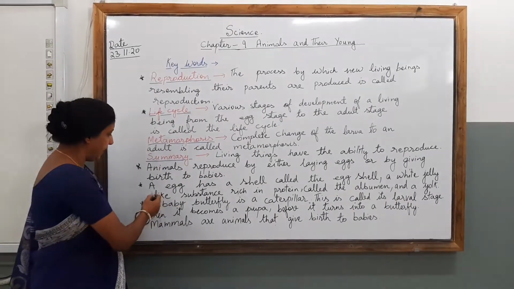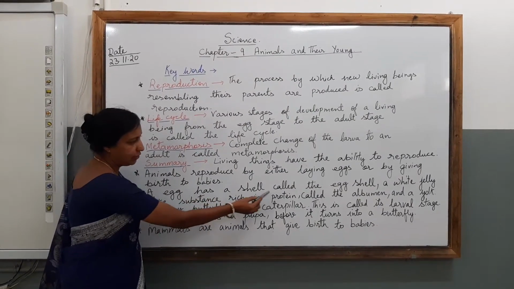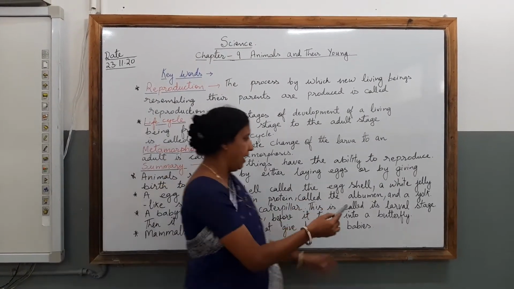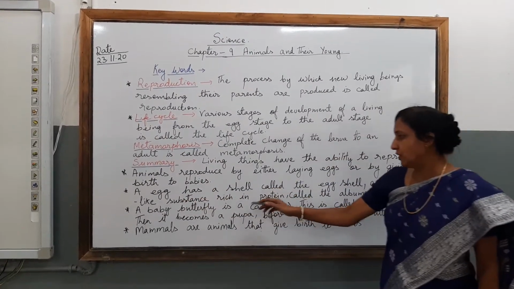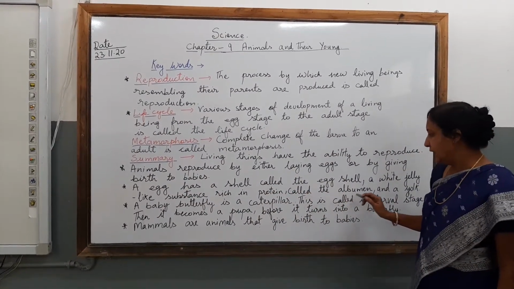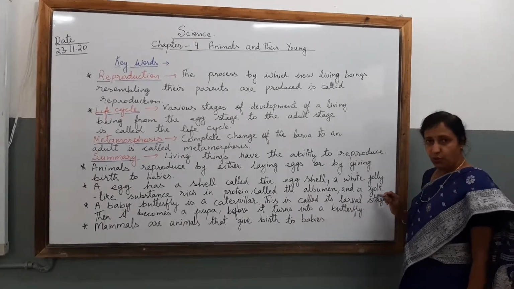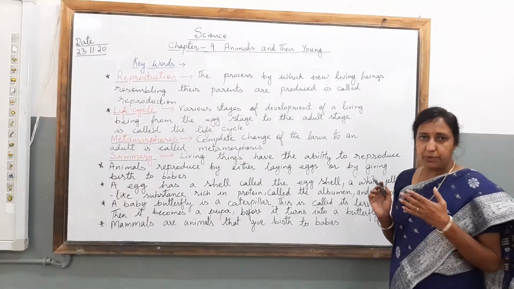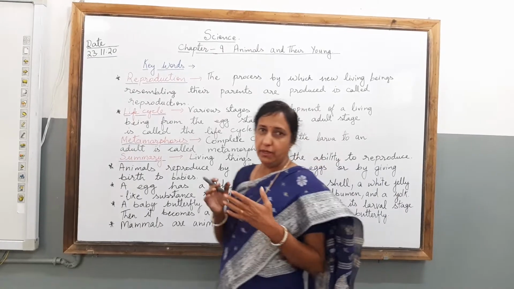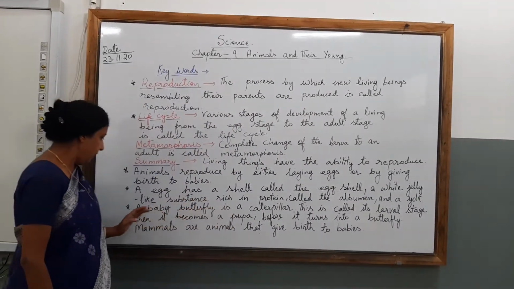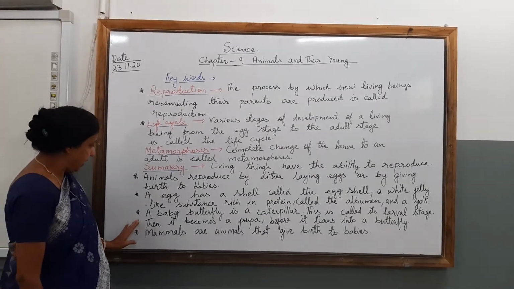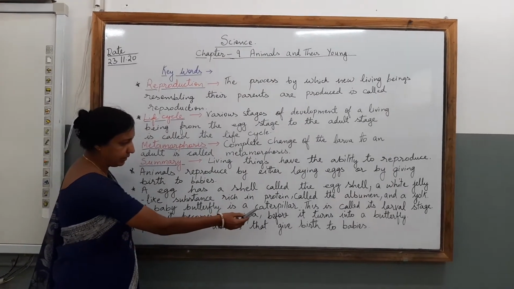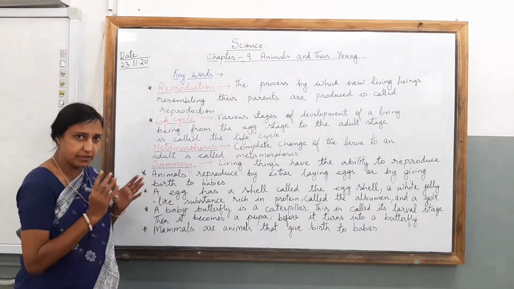Let us see. An egg has a shell called the eggshell, a white jelly-like substance rich in protein called the albumin, and a yolk. You have studied in my video about the parts of an egg. So at the end we will discuss the baby butterfly. A baby butterfly is a caterpillar. You know, it is first a caterpillar.